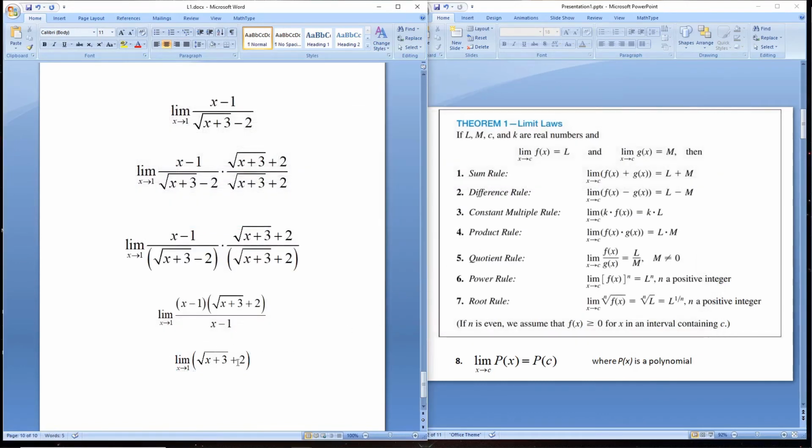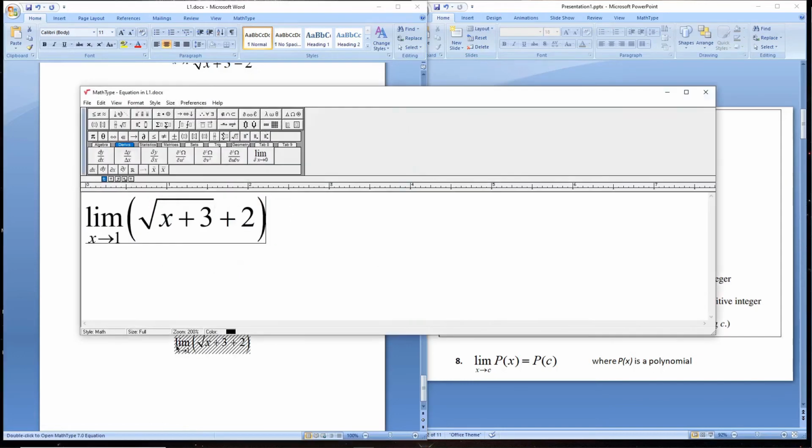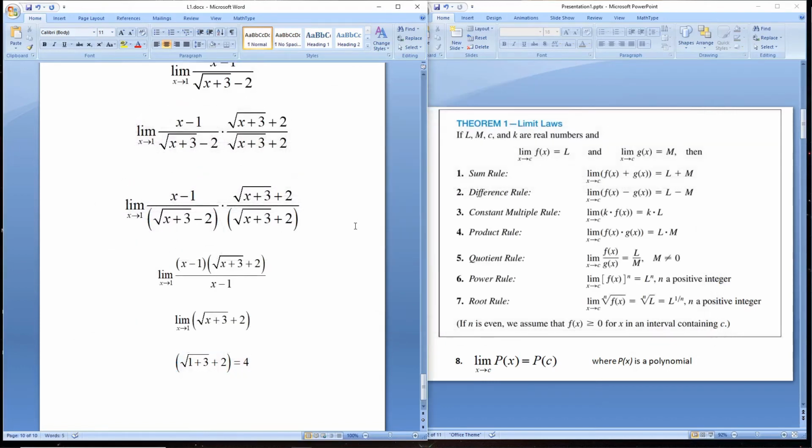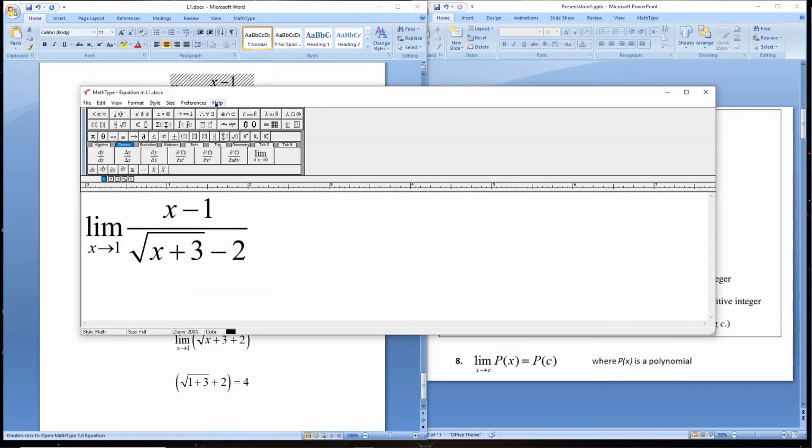So here's where we're at now. Did this do anything? Well, the only way we're going to know is by checking. So let's plug the number 1 in to see if we're out of the indeterminate state. So we'll plug 1 in. So 1 plus 3 is 4. Square root of 4 is 2. 2 plus 2 is 4. And that's our answer. This limit equals 4.